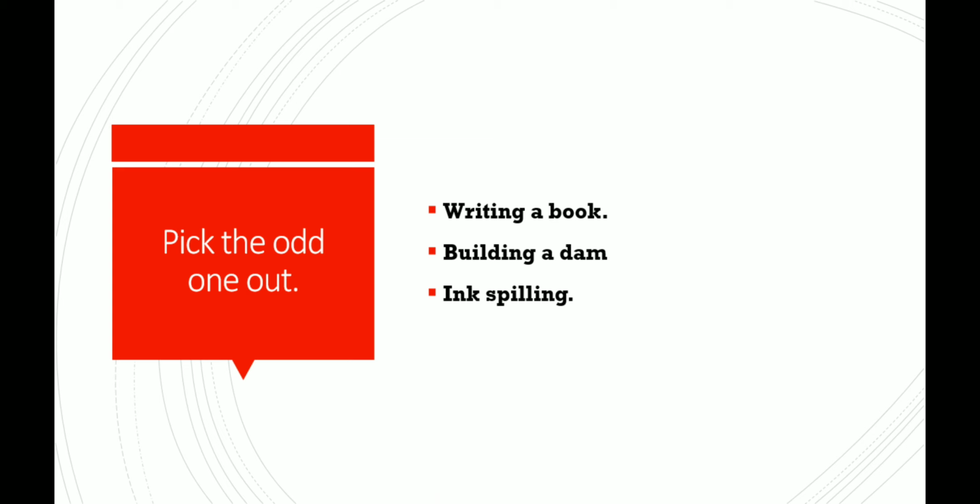Then the second question: the sun rising, lightning striking, a baby growing up, building a dam. Building a dam is the odd one out here because it is a man-made change. Then third one: fruit rotting, ink spilling, a tree falling, a tree bearing fruit. Ink spilling is the odd man out here because it is a physical change.